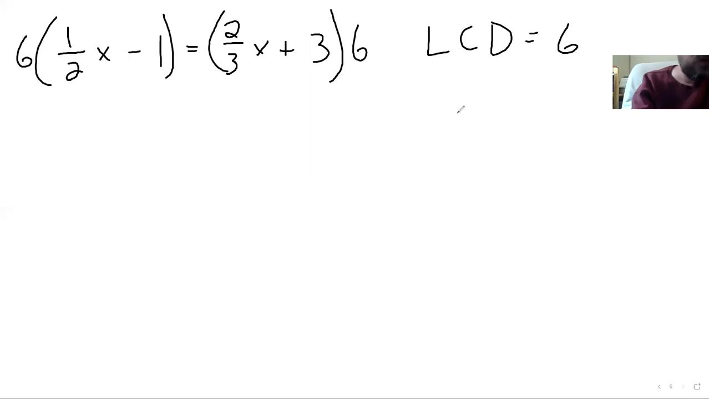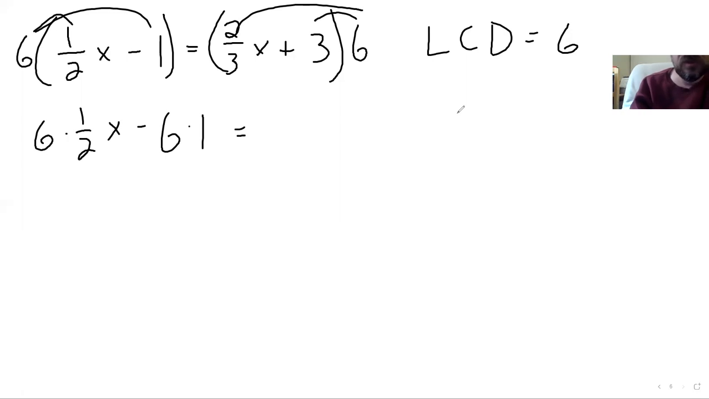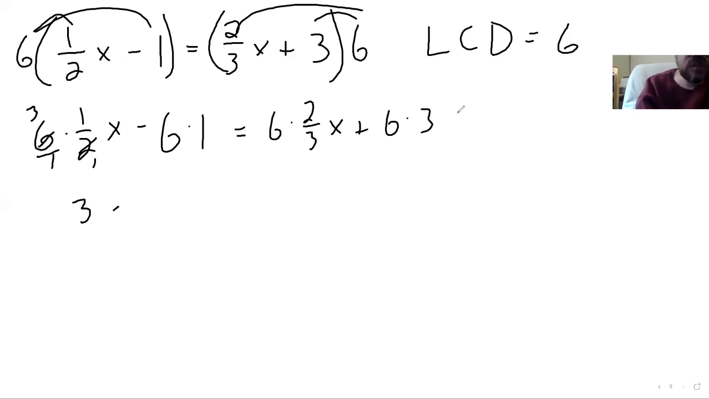And as before, when you are multiplying something that has more than one term in it, you need to make sure that every term gets a fresh copy of whatever you're multiplying by. So this is really 6 times half x minus 6 times 1 equals 6 times 2/3 x plus 6 times 3. 6 times a half, the easiest way to think of that is half of 6 is 3. I prefer to think of it as half of 6. 2/3 of 6 is 4.